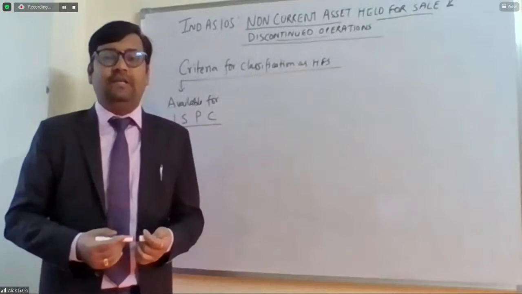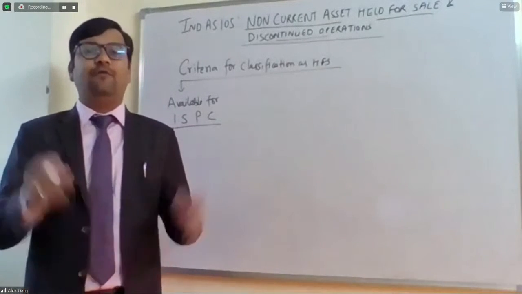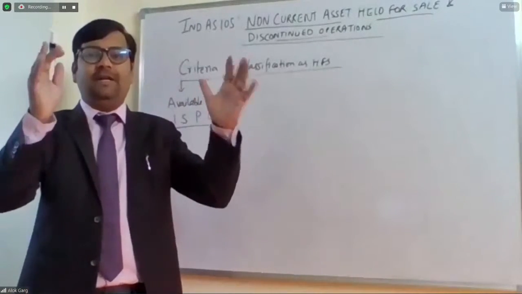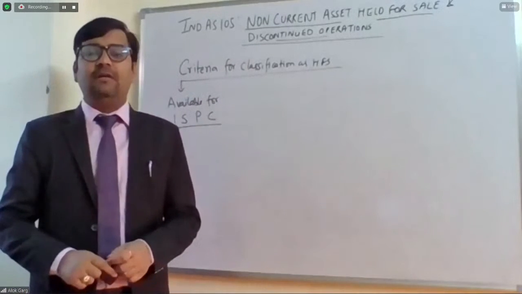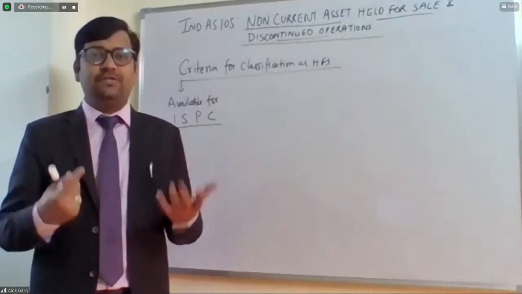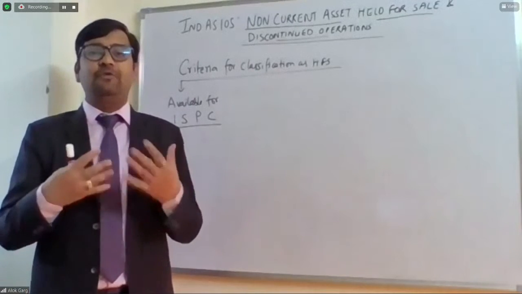Second example could be a company wants to sell its building. Okay. And a for sale board was there on the gate of the company. A buyer came and wished to say that I want to buy this building.